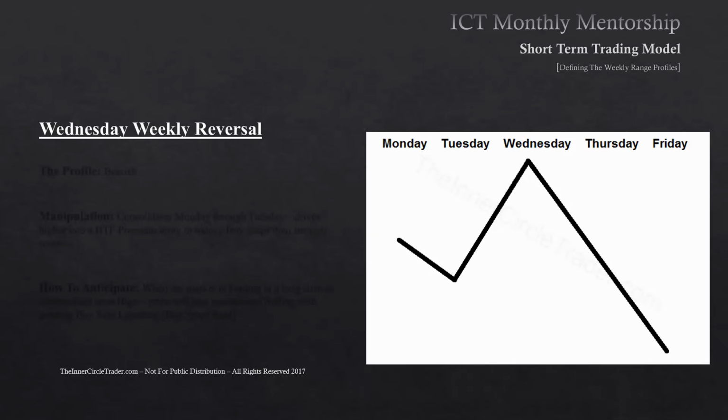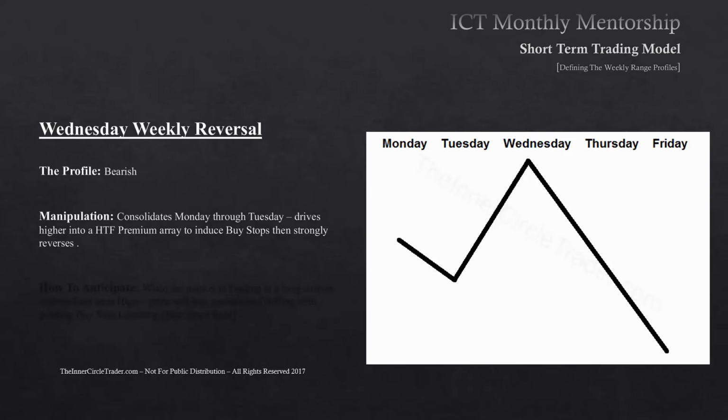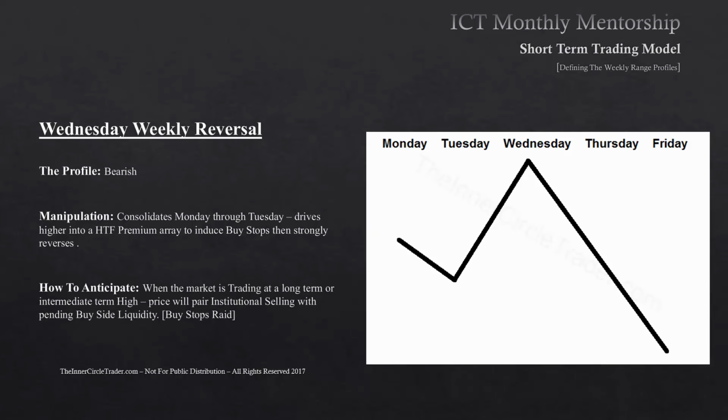Wednesday weekly reversal. Profile bearish. You're already expecting lower prices. The manipulation you're expecting is when price is consolidating Monday through Tuesday, and it drives higher into a higher time frame premium array to induce buy stops, then strongly reverses. How to anticipate this? When the market is trading at a long-term or intermediate-term high, price will pair institutional selling with pending buy-side liquidity, or as otherwise known, a buy-stop rate.